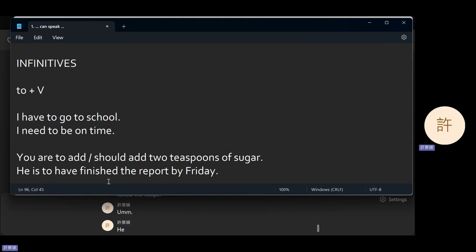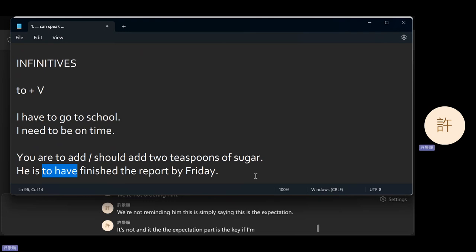He is to have finished the report by Friday. Again, we expect him to finish it by Friday. We're not ordering him, we're not reminding him. This is simply saying this is the expectation. And the expectation part is the key.